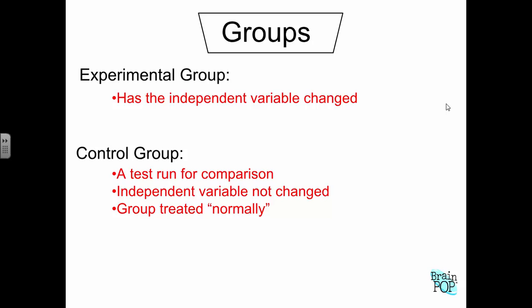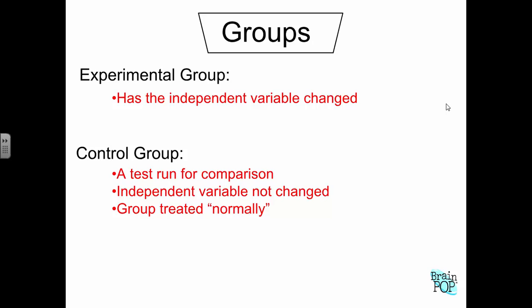So in my rat experiment, which is the experimental group? Sean? The experimental group is the rats getting more vitamin C. Yep. What's the control group? Sean? Yeah, that's just getting normal food.